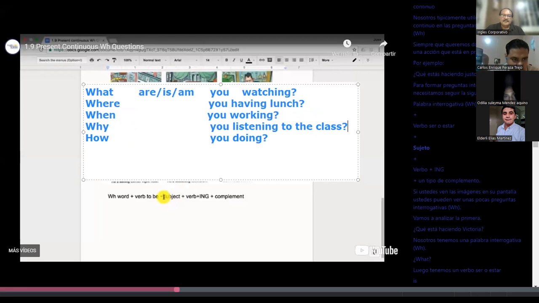Esto es para que vean que hay otras WH words con muchos otros verbos que se pueden utilizar. Pero hay algo más. Si yo quito watching y pongo coming, ¿tiene sentido? Yes or no? No, teacher. No, yo creo que no tiene sentido. Okay, good. Yes, no tiene sentido.